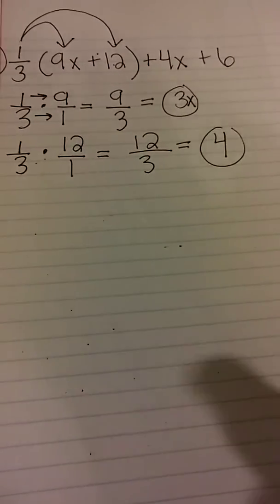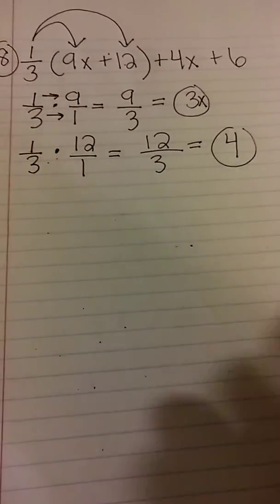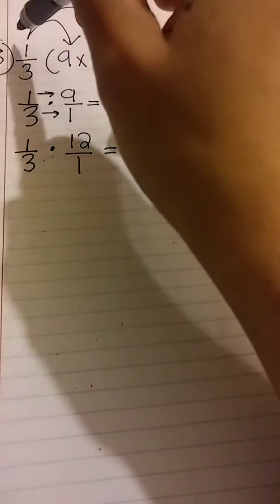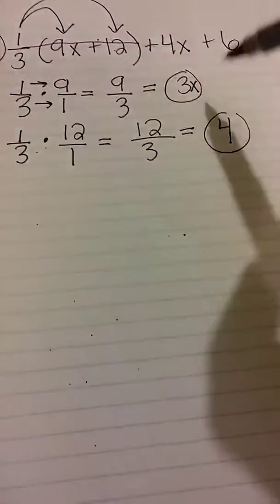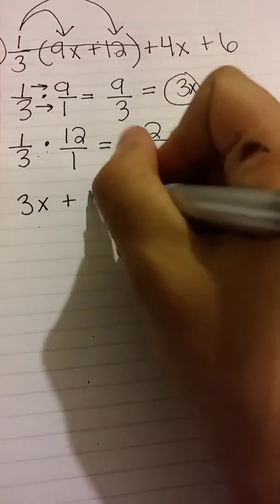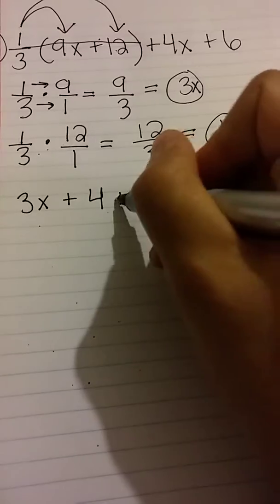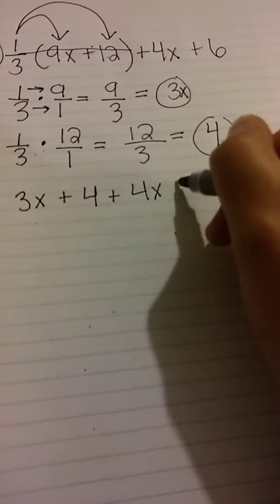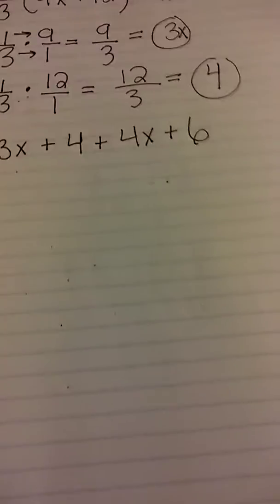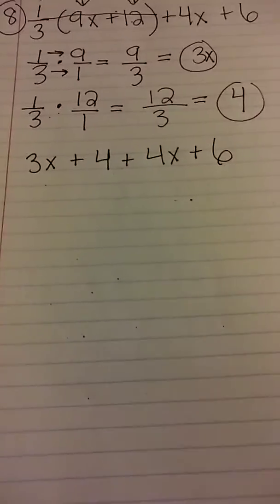Now keep in mind, this is not your final answer. We're just getting rid of the parentheses right now. So we did all this distributive property. The parentheses is done. Let's plug this in. So we have 3x plus 4. Don't forget the rest of the problem, plus 4x plus 6. Now that we have all these terms and no parentheses, you can go ahead and combine like terms. So we have 3x and 4x.